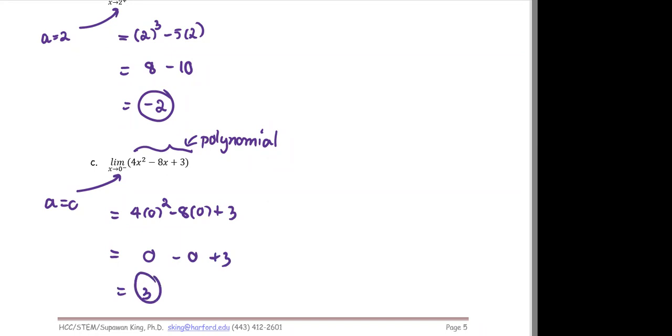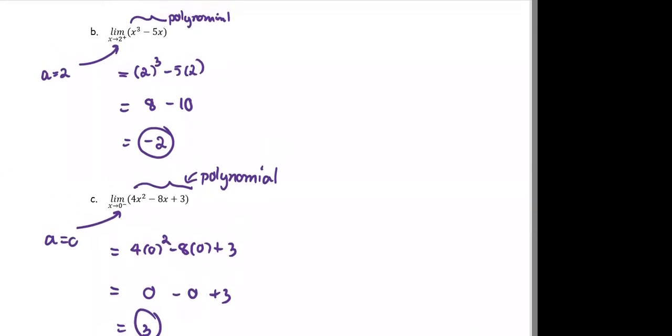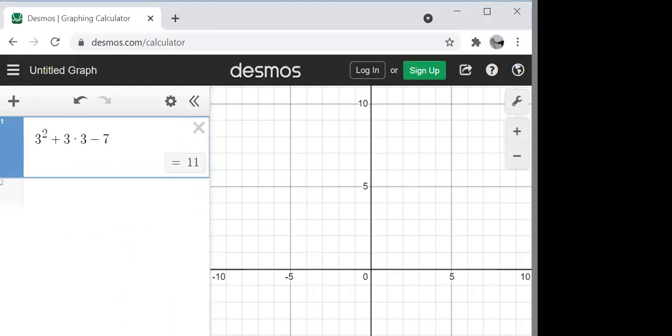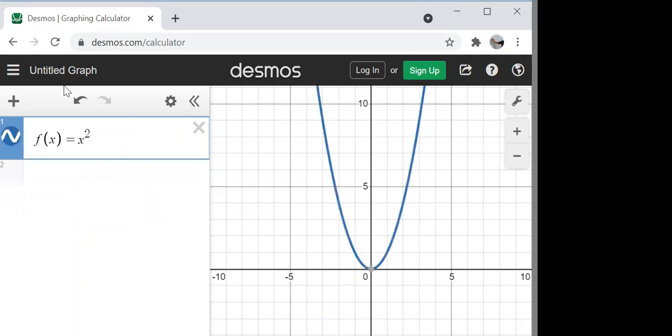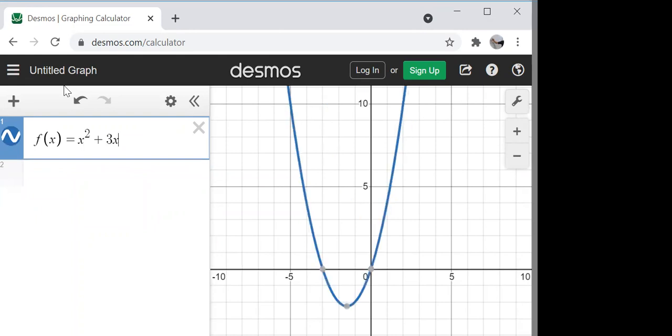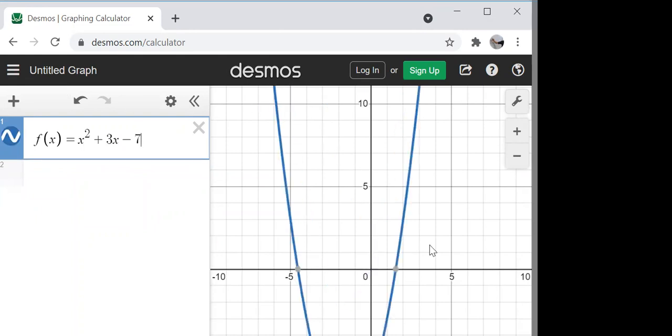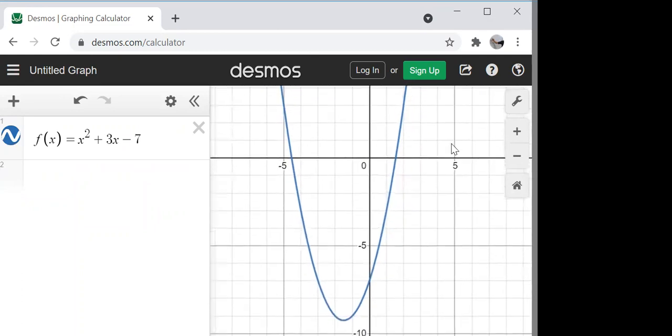So what's the meaning of it? I'm going to show you. Are you guys okay with the computation so far for the polynomial? Just treat it the same as when you find the function value, okay? But now, what does it mean in the graphical way? So I'm going to bring back desmos.com here and show you the function. The first one, I'm going to name it f of x equals x to the second plus 3x minus 7. So we have the parabola graph, as you see here.